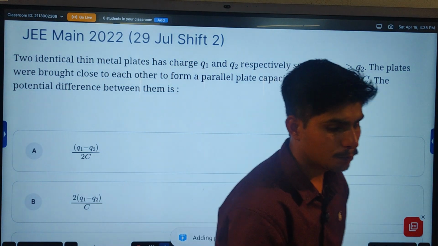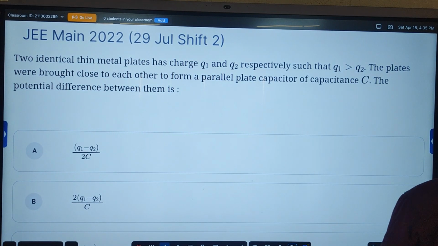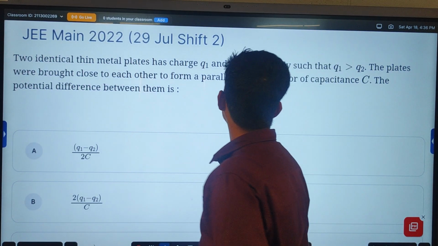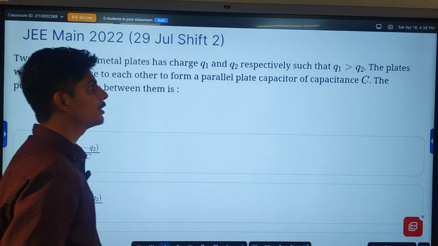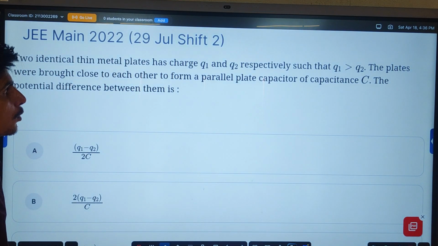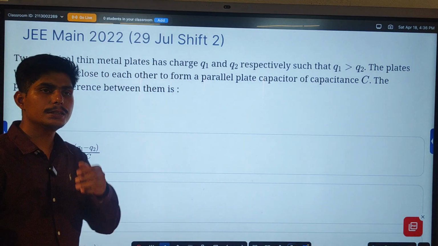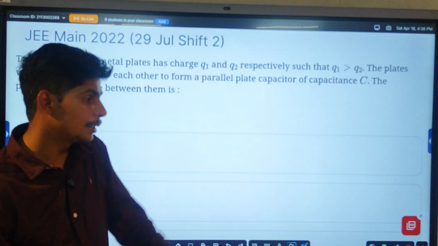Look at the next question. Next question. Two identical thin metallic spheres have charges Q1 and Q2 respectively such that Q1 is greater than Q2. The plates were brought close to each other to form a parallel plate capacitor of capacitance C. The potential difference between them is, okay, for potential you have to find the electric field.